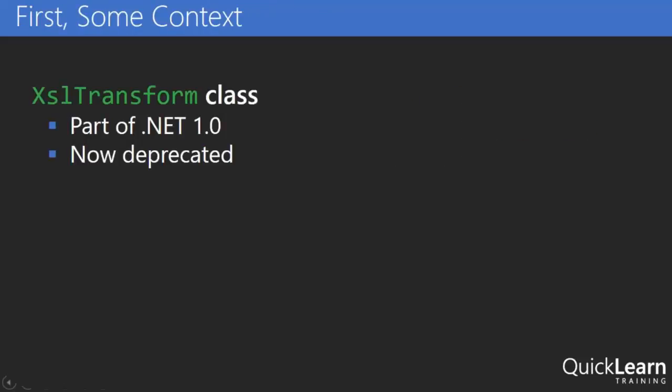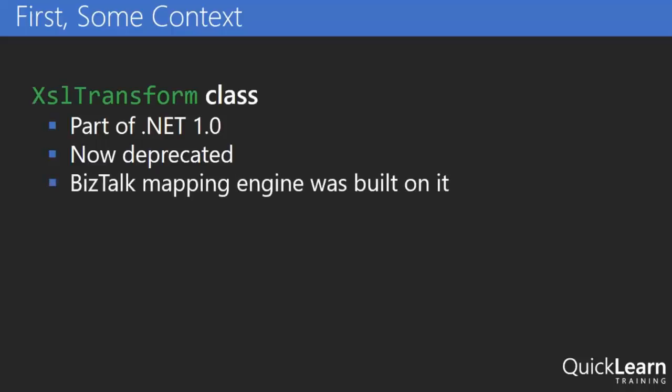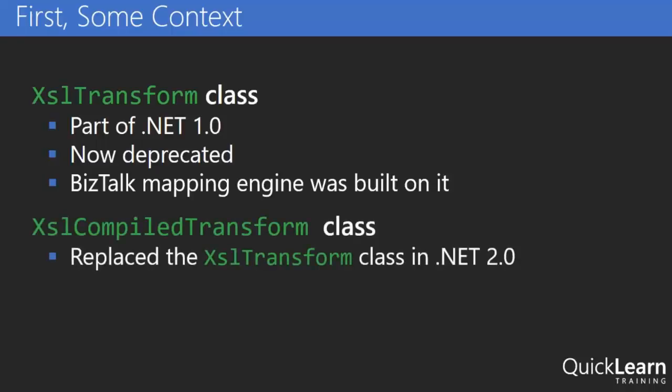You can make this decision for yourself, right? So a little bit of context, a little bit of background regarding these two different classes that we're talking about. The XslTransform class was part of .NET Framework 1.0. It's now been deprecated. It's actually been deprecated for a number of years. But it is what the BizTalk mapping engine was built upon. And with the release of .NET Framework 2.0, we had the introduction of the XslCompiledTransform class. And this was intended as a replacement for the XslTransform.